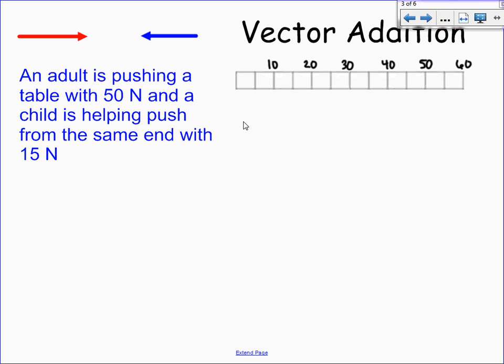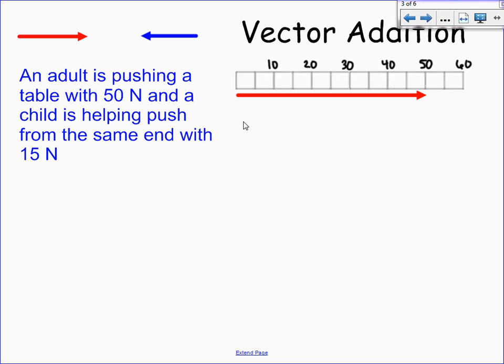So for the adult, I'm going to use red, and for the child, I'm going to use blue. So for the adult, I want to draw 50 newtons. Now remember, I said vectors are usually drawn to scale. Typically, it would be appropriate just to do a qualitative drawing, but since we have a scale here on the screen, I'm going to use that. 50 newtons would be all the way out here. So that would represent the vector diagram for the force that the adult is pushing with.